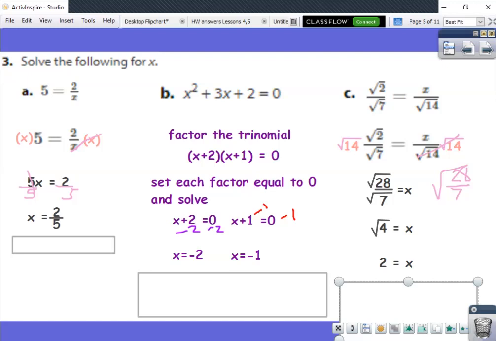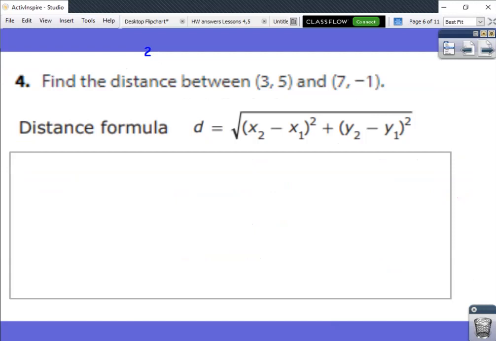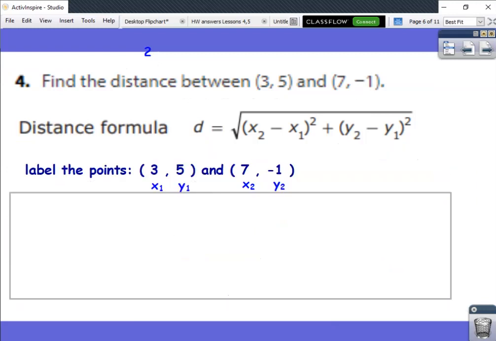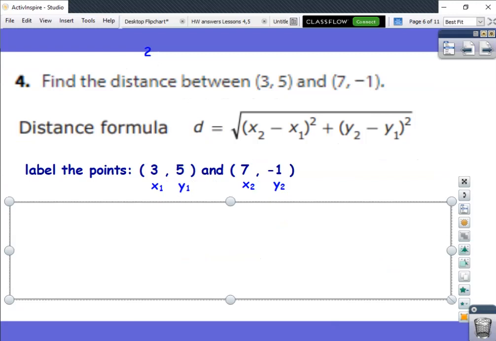Okay. Look at the next one. Find the distance between those 2 points, (3, 5) and (7, -1). So I'm going to go ahead and use the distance formula that's on your formula sheet. This was going back to Unit 1. The first thing I want to do is label the points. I label my first point, (3, 5), as x1 and y1. The second point is (7, -1), so I'll label those as x2 and y2.